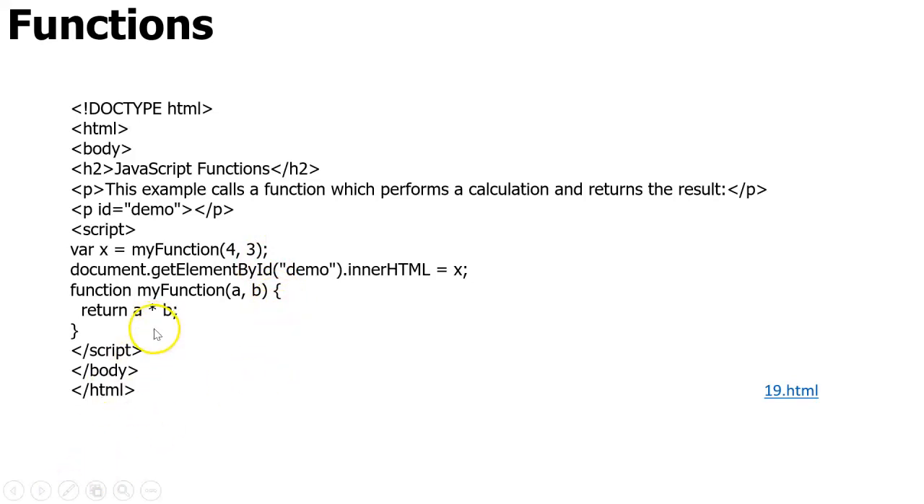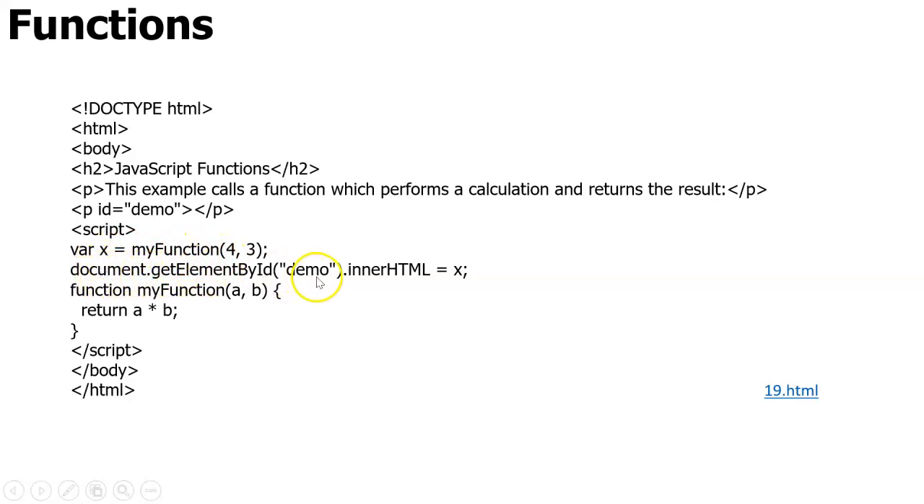Now what is the operation to be done? It is directly the return statement. While returning, a * b, which means 4 * 3, which is 12, will be returned. Whatever value comes out of this return statement will be assigned to x.